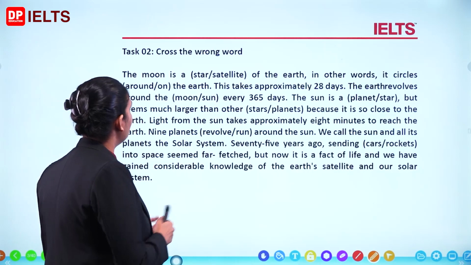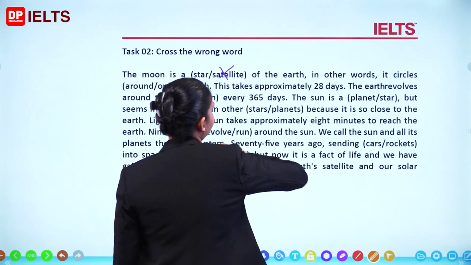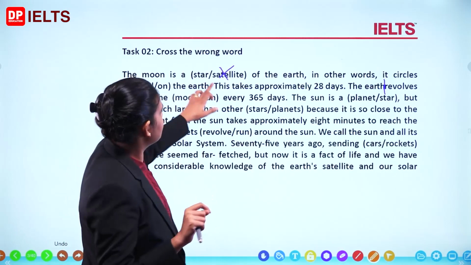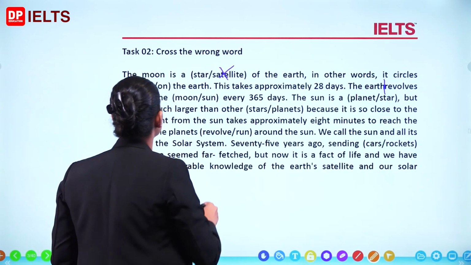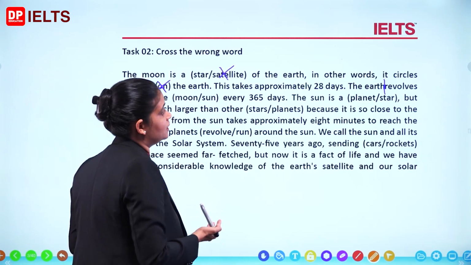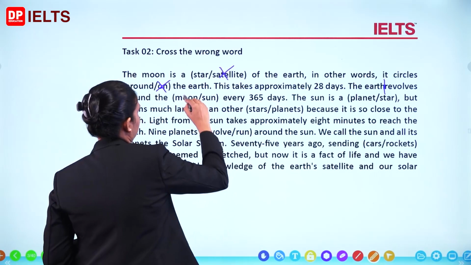So I cross out the wrong one. And the earth, I think let's take it as two words. So satellite, we cut off, of the earth. In other words, it circles around the earth. This takes approximately 28 days. The earth revolves around the sun. And the sun is a star.